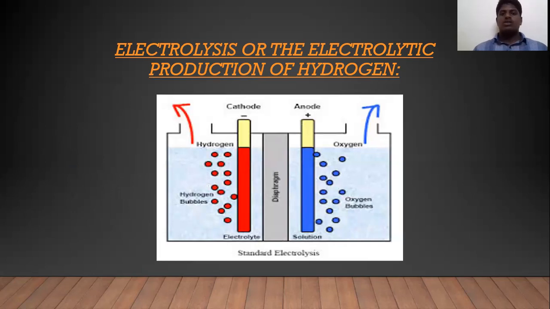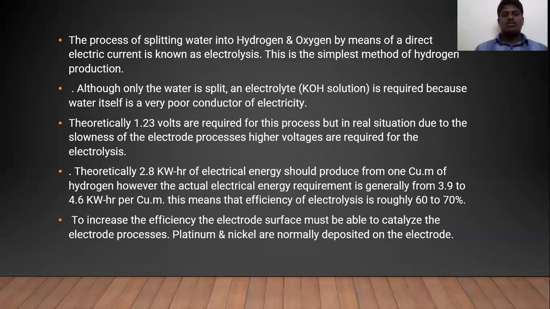In the diagram, we can observe electrolysis or the electrolytic production of hydrogen. We can see the red color cathode and the blue color anode. Red color indicates the hydrogen and blue color indicates the oxygen. You can observe through the diagram. The process of splitting water into hydrogen and oxygen by means of a direct electric current is known as electrolysis. This is the simplest method of hydrogen production.